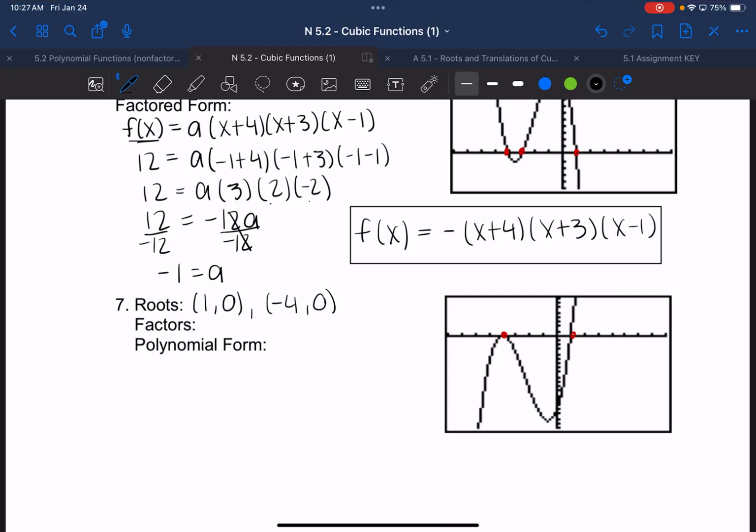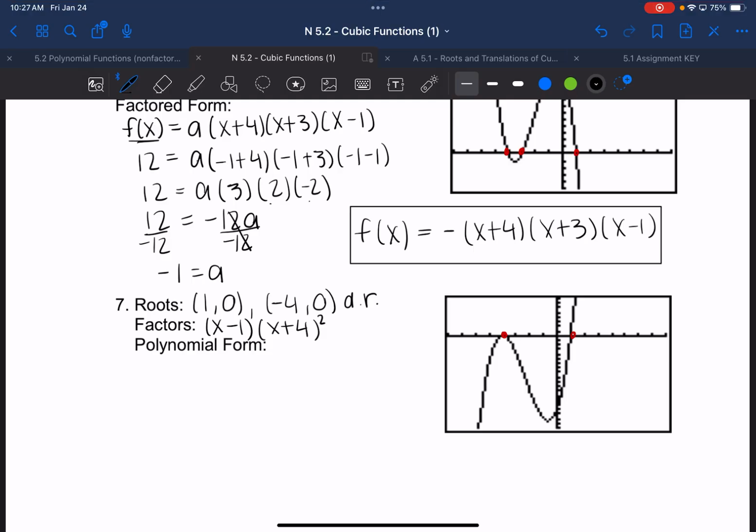At -4, what do you guys see happened on the graph? It bounces off. So what does that tell us about -4? Right. Yeah. This one is one of those double roots that we talked about, which means it should have a square. Perfect. Okay. So then when I write out my factors, I'll have x minus 1 and I'll have x plus 4. But on that x plus 4, I'm going to put a square, right? Because there's 2 of them.